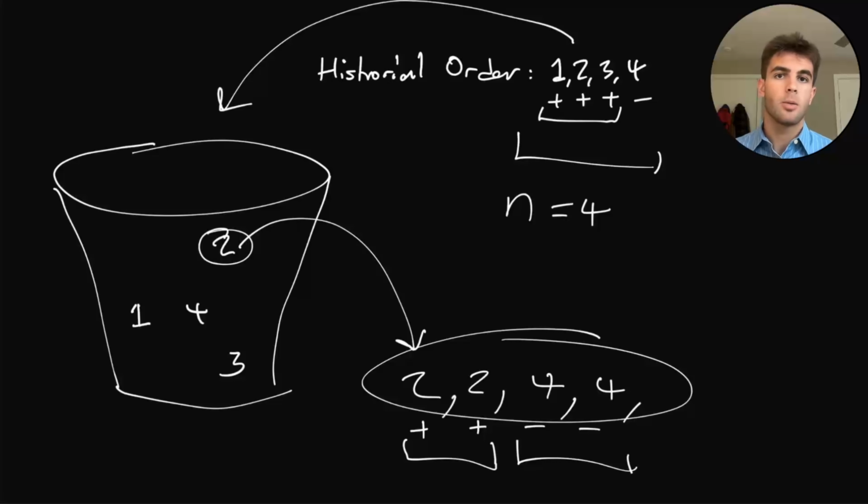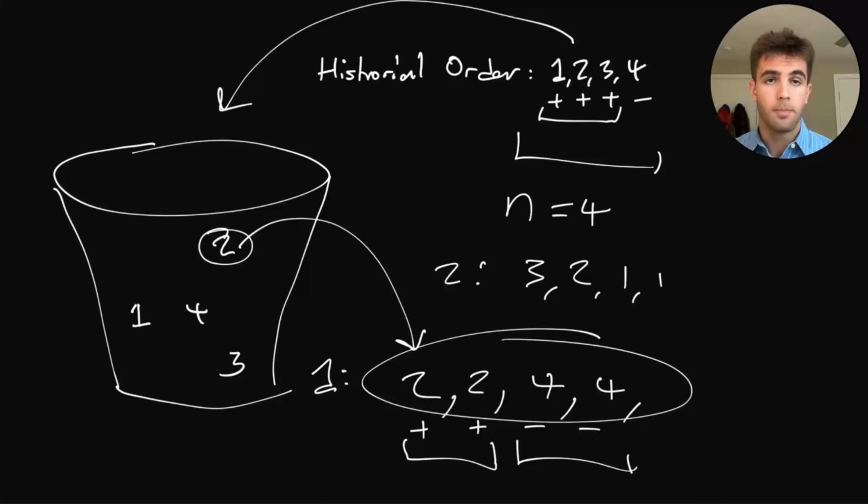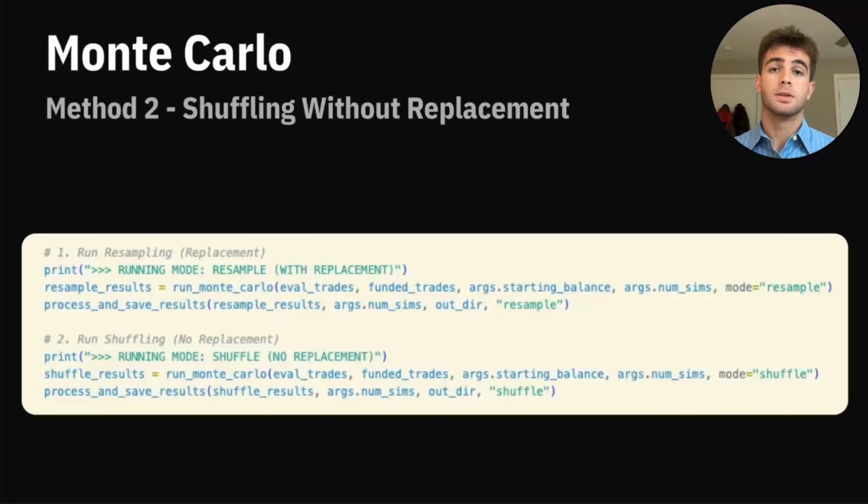And then the cool thing about Monte Carlo simulations is you can do this as many times as you want, right? You can do another one. This is, say, the first simulation, and then you do a second simulation, and it's 3, 2, 1, 1. And you can just keep doing them. And you can see all the different possible combinations of different things that maybe could realistically happen. And so this one, shuffling without replacement, is actually much simpler.